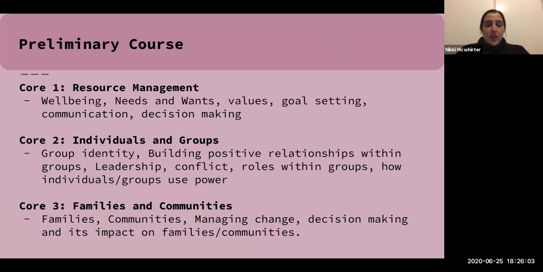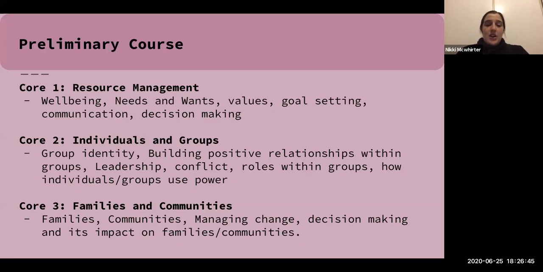In Core 2, you learn more about individuals and groups. You learn about group identity, how to build positive relationships within groups, certain types of leadership, how to deal with conflict in groups, and certain roles that people adopt in groups. These groups can be in the workplace, friendship groups, or family groups. You also learn how individuals and groups use power to get the group to conform. All of this is very real life. You learn about these things in context for workplaces, individuals, and sporting teams, and we apply them to real life examples.